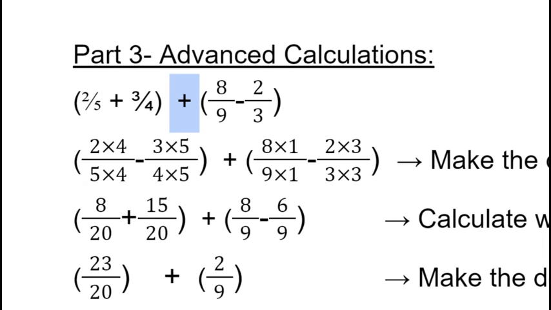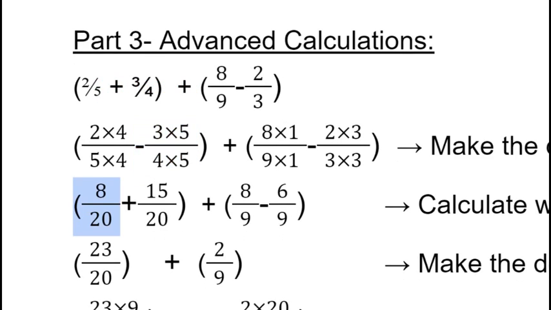So 2/5 plus 3/4. Now, pretend this whole part doesn't exist. So over here, what I have to do is make sure the denominators are the same. So the lowest common multiple of 5 and 4, I find that it is 20. So that means 5 times 4 is 20. Whatever I do to the bottom, I do to the top. And 4 times 5 is 20. Whatever I do to the bottom, I do to the top. So 3 times 5. And then I get 8 over 20 plus 15 over 20.